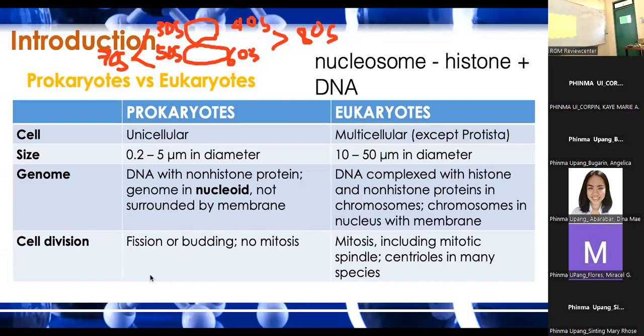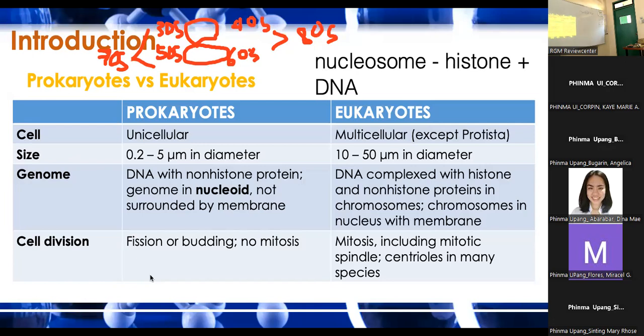Sa eukaryotes, yes. Pag sinabi mitosis, ito yung nagkakaroon ng metaphase, di ba? Na nagkakaroon ng alignment of chromatids bago mag-separate yung cell into two. Prokaryotes do not have cytoskeleton, kaya wala silang ganun. There's no mitosis in prokaryotes.